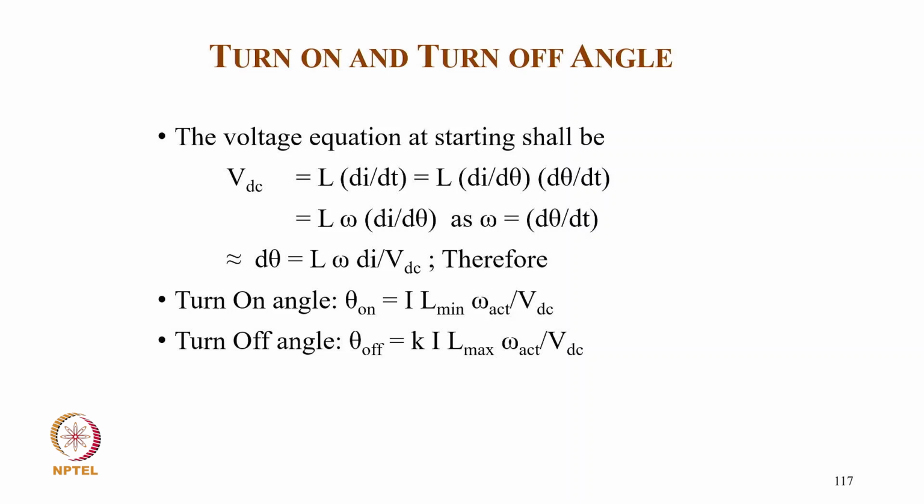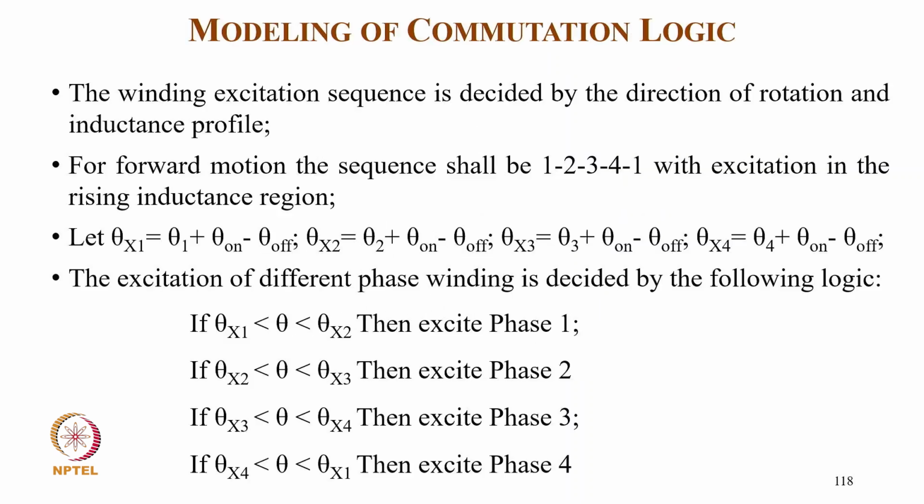So theta equal to L i di upon Vdc. Therefore, turn-on angle theta on equal to I L minimum omega act divided by Vdc, and theta off is equal to K I L max omega act upon Vdc. So the winding excitation sequence is decided by the direction of rotation and inductance profile.